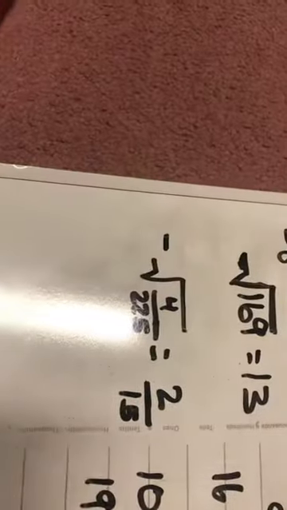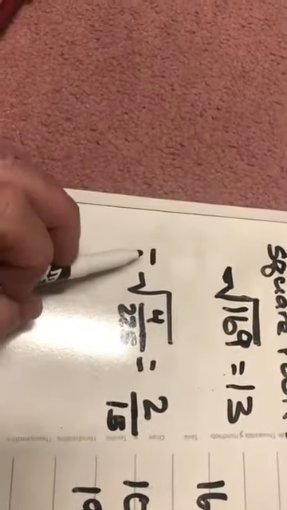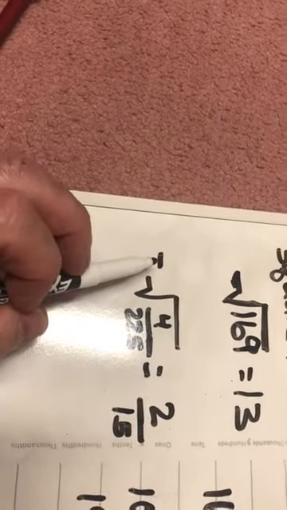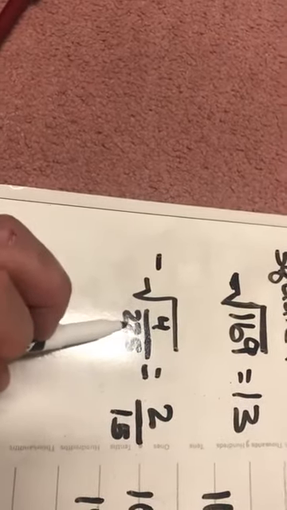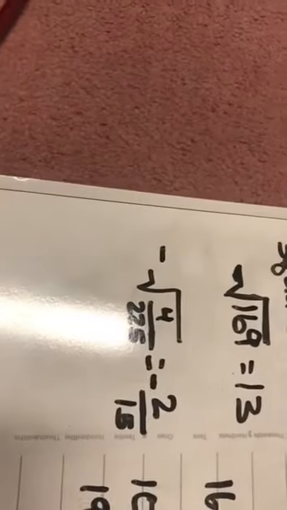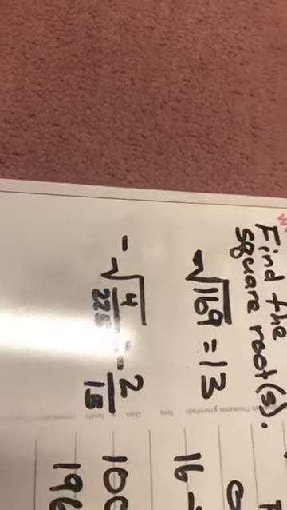So you just end up with 2 over 15. But there's a negative sign in front of this square root, which means it wants the negative square root of 4 over 225. So you better put the negative sign for your answer.